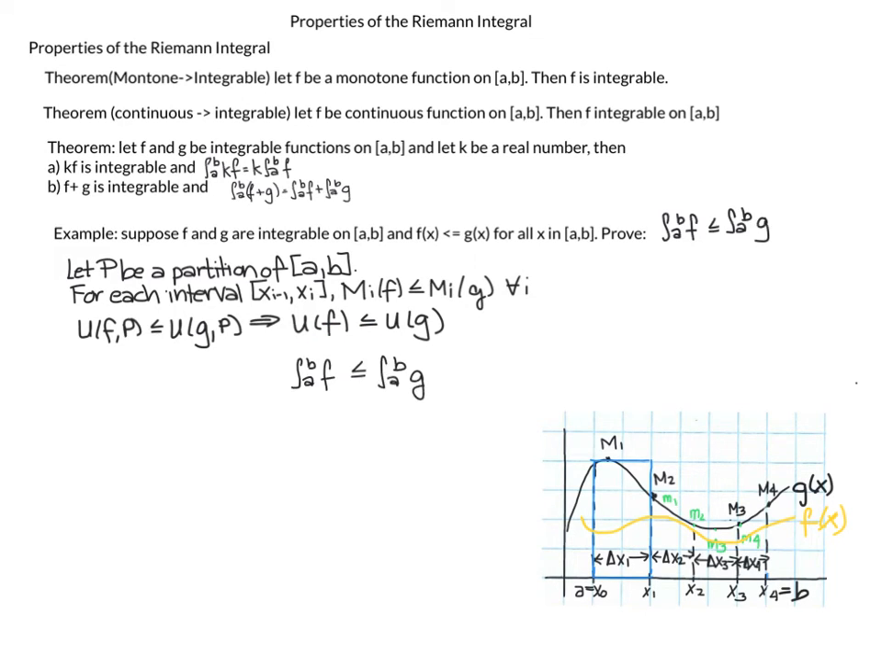And finally, because f and g are integrable, this upper sum, and this is also why we could have done the lower sum, is equal to the Riemann integral of f, and that's less than or equal to our upper sum of g, which is also equal to the Riemann integral of g. And we have proven what we wanted to show.